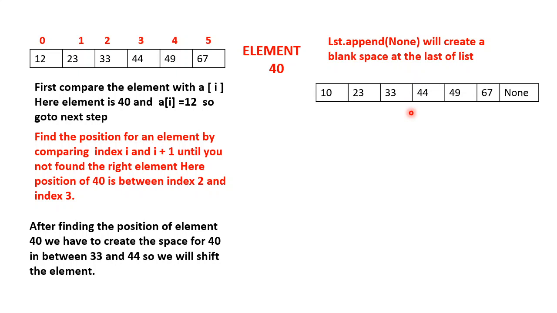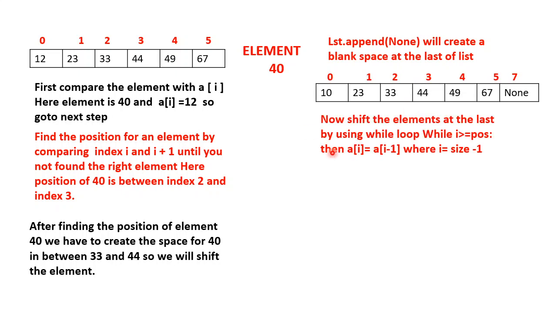Okay, so here how can we do? We can do it by applying the while loop. Okay, so we will check the condition: while i is greater than or equal to position. Then what we will do, we will assign a[i-1] to a[i]. Here i is size minus 1.